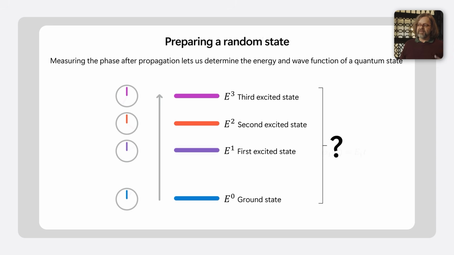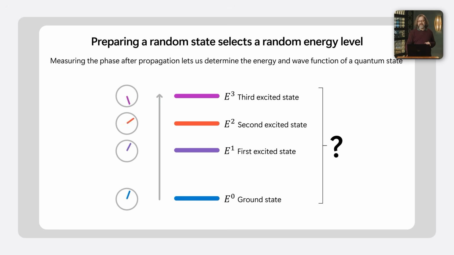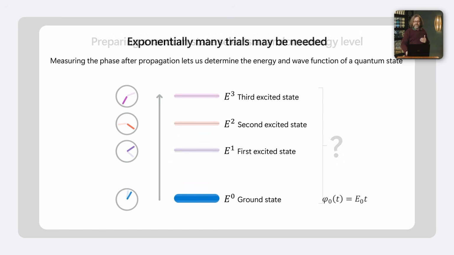If I do that and I measure a phase, then just like a qubit, when it's measured, I get either a 0 or a 1 randomly. Here, when I measure the phase, I randomly get the phase of one of the excited states or the ground state. It might be the first excited state. Okay, I can try again. Next time it might be the second excited state. Because there are exponentially many states, it might take me exponentially long until randomly I hit the ground state. Now, that will not work, of course.